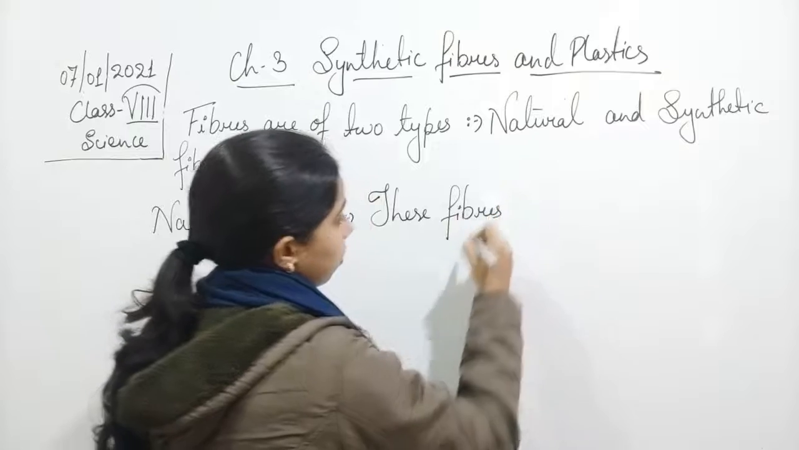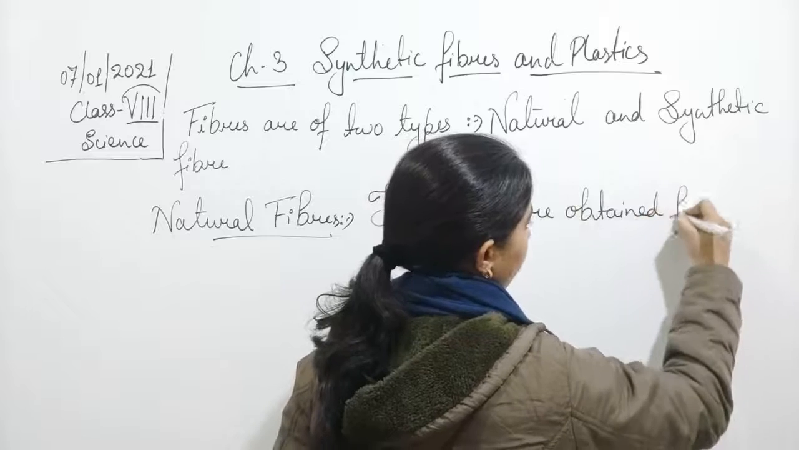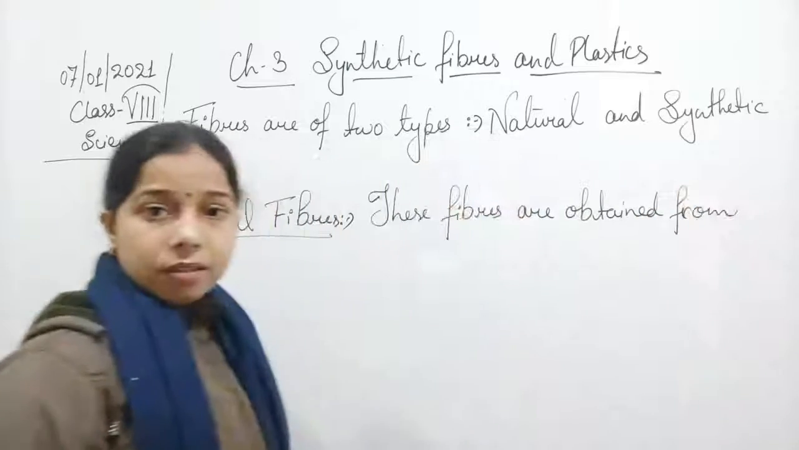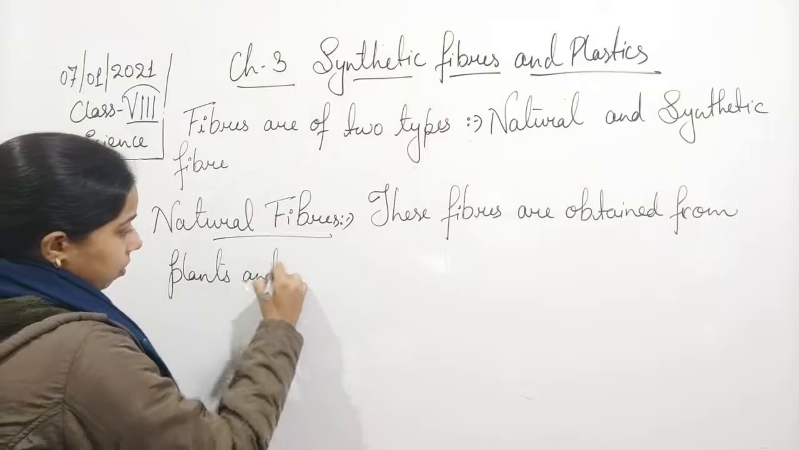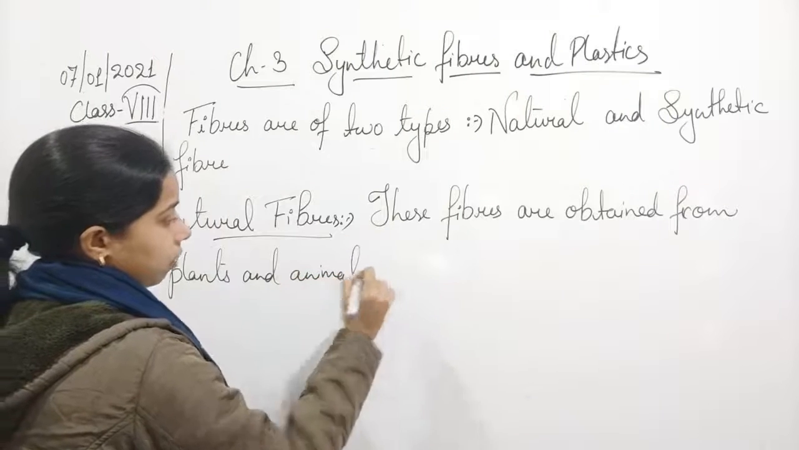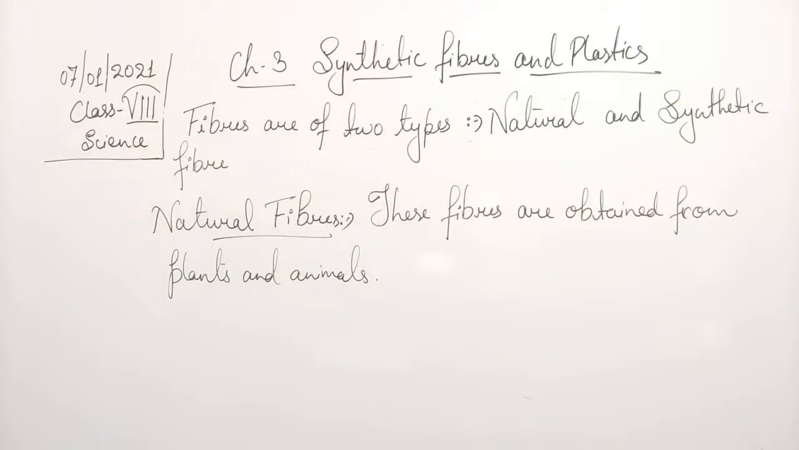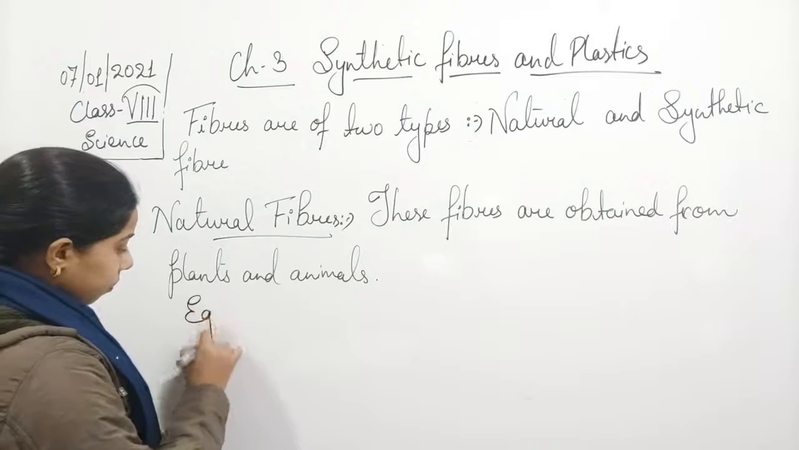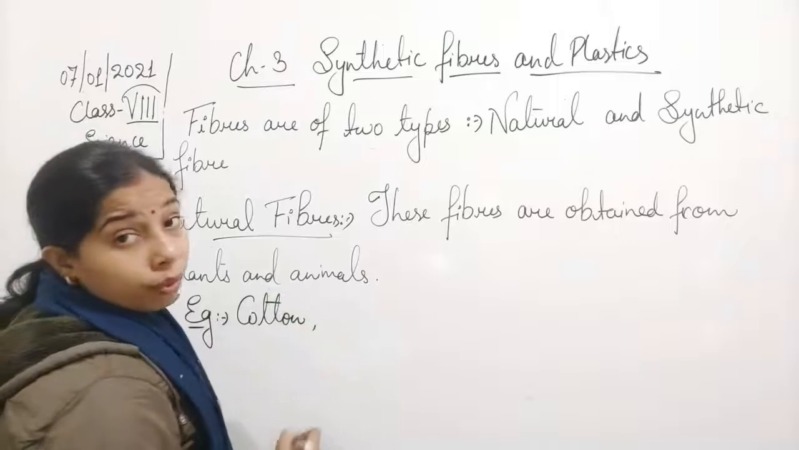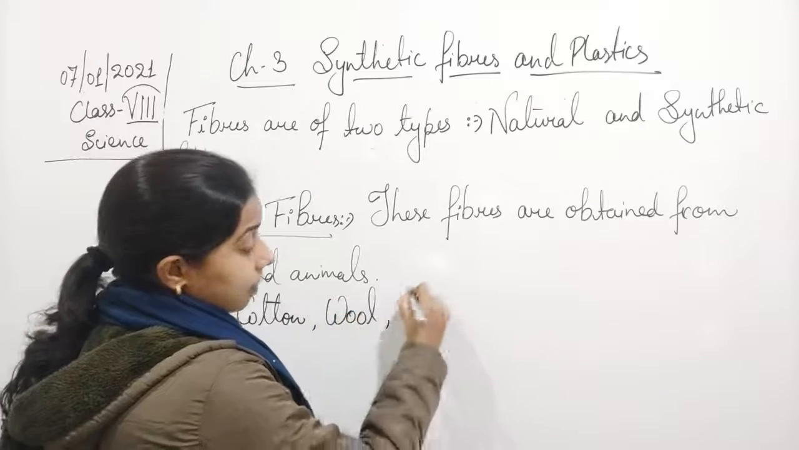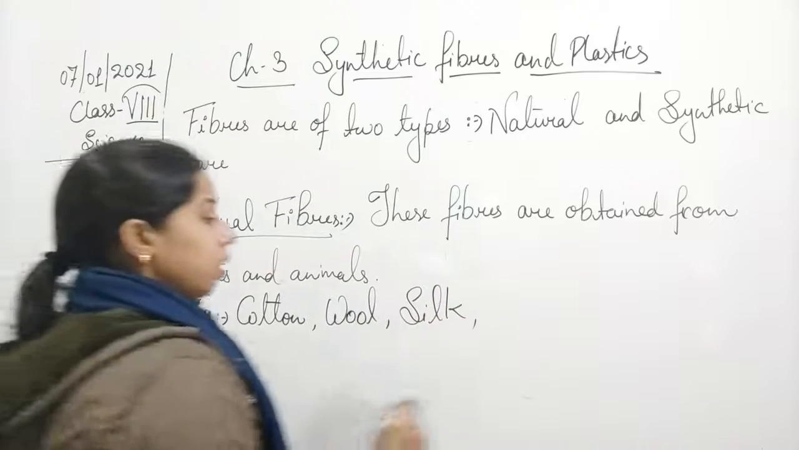Okay. So these fibers are obtained from plants and animals. Okay, these are obtained from plants and animals. Example: cotton, wool is there, silk, okay, then jute.